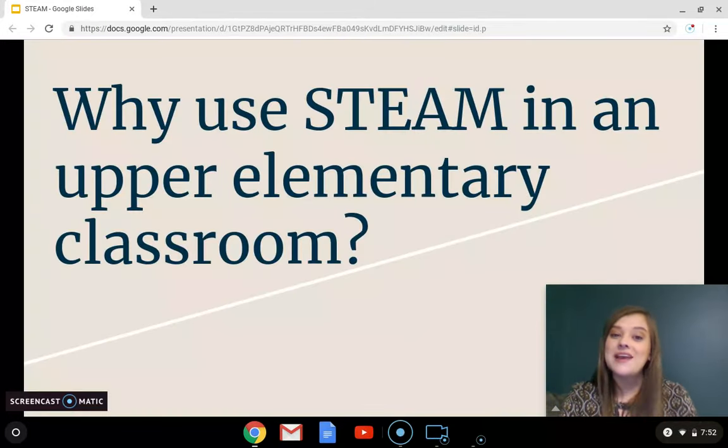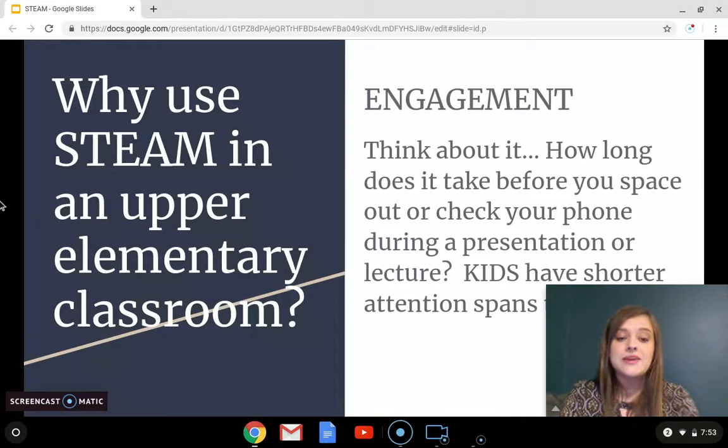So next is why use STEAM in an upper elementary classroom. A lot of people think that STEAM, especially when you talk about creativity and arts, is more for lower elementary, and that in upper elementary students will sit there and listen to you. You can just kind of lecture and teach them, teacher-led instead of student-led learning, and that's not at all the case. So we need to use STEAM in upper elementary classrooms for multiple reasons, and the first, and what I think is most important, is engagement.